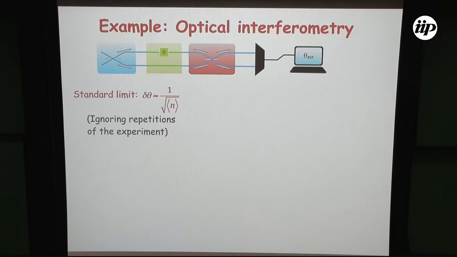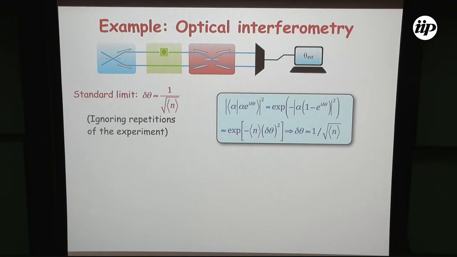And the example is in optical interferometry, and I'm going to go back to this example very often in this talk. So you have some interferometer here, and you want to estimate this phase in the interferometer. Now, the standard limit says that the uncertainty in the estimation of the phase should be proportional to 1 over the square root of the average number of photons used in this experiment. And here I have ignored that factor, square root of nu, which stands for the repetitions of the experiment.